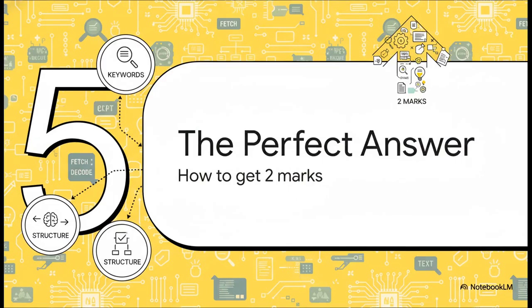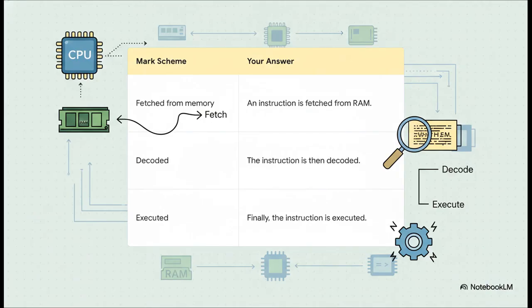Right, we've taken an instruction through all 3 stages. We've seen the exact keywords the examiners have on their checklist. So, the big question is, how do we put it all together into a clear, concise answer that bags us both of those marks? This table just lays it out perfectly. On the left, you've got the key points from the mark scheme: fetch, decode, execute. And on the right, you've got a super simple way to phrase it in your answer. See how we're using those powerful, specific words like RAM and decoded?